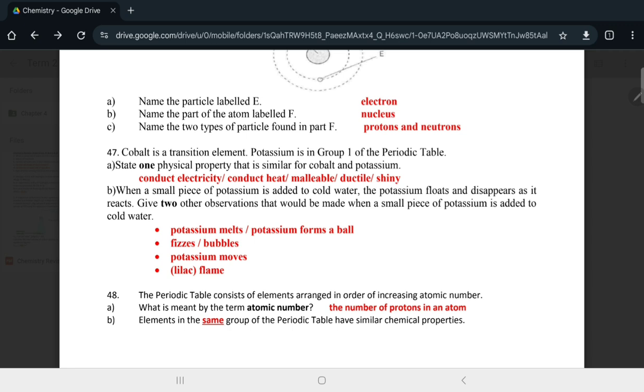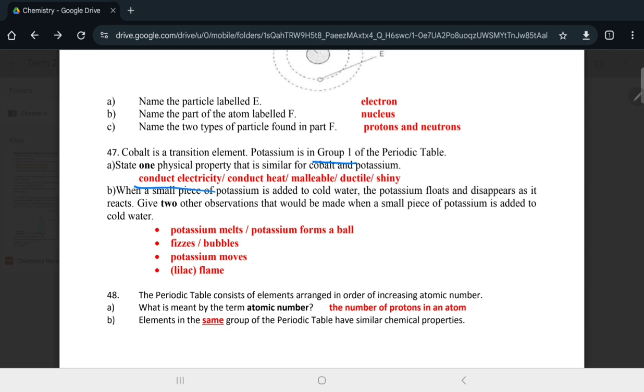Cobalt is a transition metal. Potassium is in group 1 of the periodic table. Okay. They say that they want two things, physical properties that are similar between cobalt and potassium. This is just a fancier way of saying, give me a physical property of metals. It's the same thing as saying, name any physical property of a metal. It's just a fancier way of saying it to make you think a bit more. So here you just say one physical property of a metal.